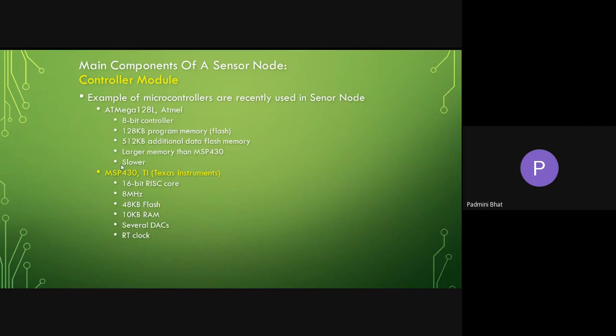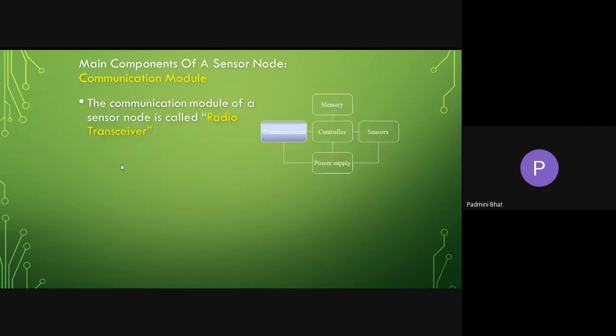MSB 430, if you see, it is a 16-bit RISC core, 8 megahertz clock, 48 KB flash, 10 KB RAM. Okay, many DACs are there. Then RT clock is also available. 8051, okay, if you see, it is an 8-bit MCU. Okay, 32, 64, or 128 KB program memory is there. 8 KB RAM also we have.